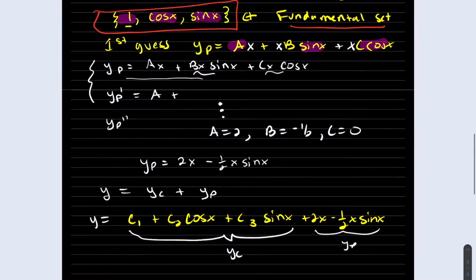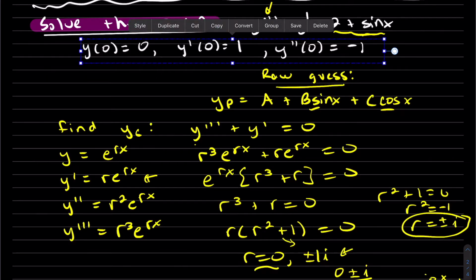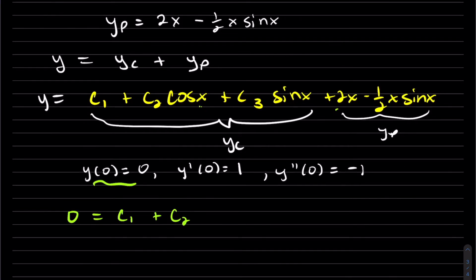This was an initial value problem. Let's pull those initial values down and plug them into our general solution. So we plug this one in. I get 0 equals c1 plus c2, since cosine of 0 is 1. That will zero that out, that'll zero that out, that'll zero that out. Okay, I plug in our second one.